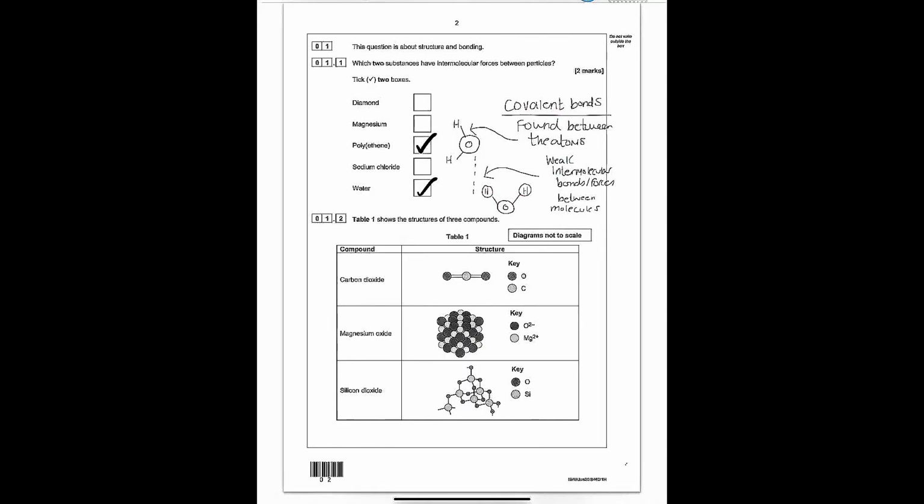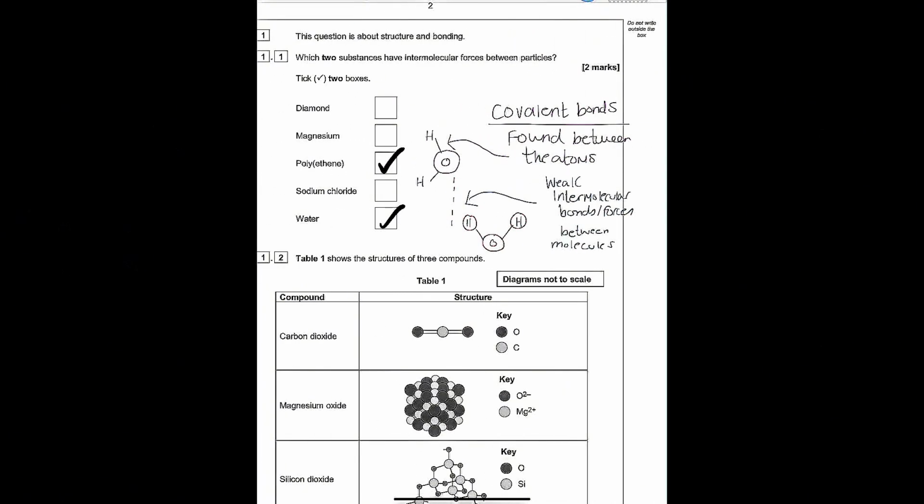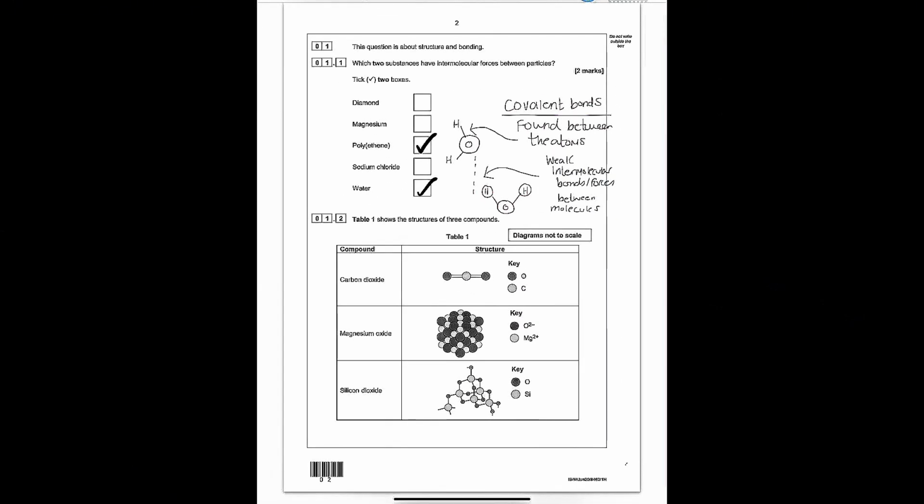Hello there, I'm going to go through an exam question based on structure and bonding. So let's go through question 1.1. Which two substances have intermolecular forces between the particles? I've already ticked the correct answers and it's going to be polyethylene and water. Remember, intermolecular forces are between non-metals, okay? Now, covalent bonds are found between the atoms. Just remember that. And weak intermolecular forces are between the molecules.